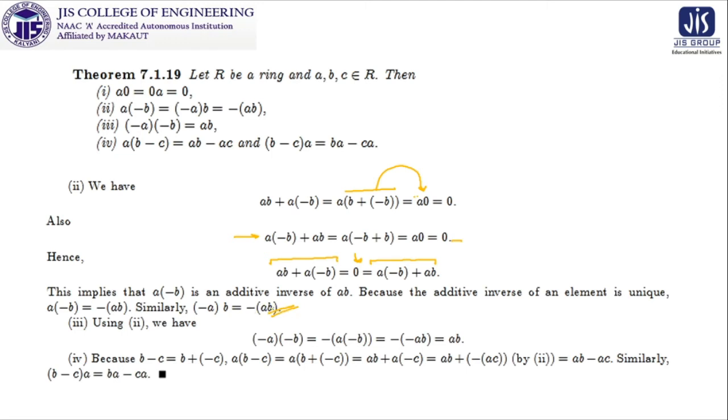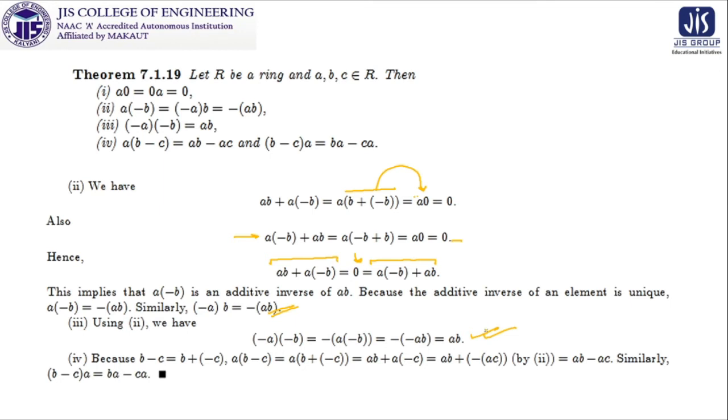Using the result of 2, we can think about the result of 3, which is minus A minus B, that is minus of A minus B. And then we can write this A minus B as minus AB, what we have already proved in the second result. We substitute this one and these two minuses are going to give you AB.